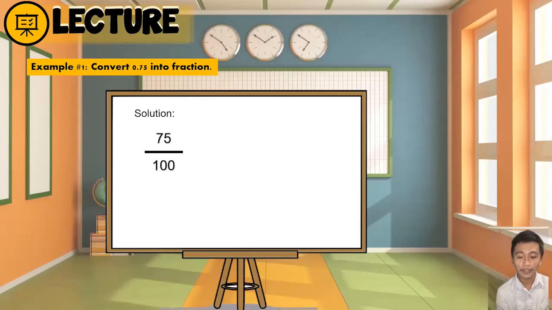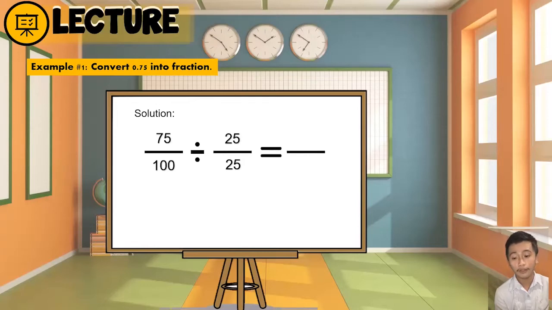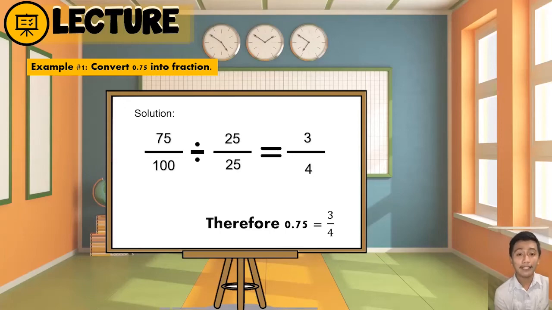We will reduce this fraction to lowest terms by getting their GCF, which is 25. So we will divide 25 into both the numerator and denominator. So now we have 75 divided by 25. This will give us 3. And lastly, 100 divided by 25. This will give us a quotient of 4. Therefore, 75 hundredths is equal to 3/4.